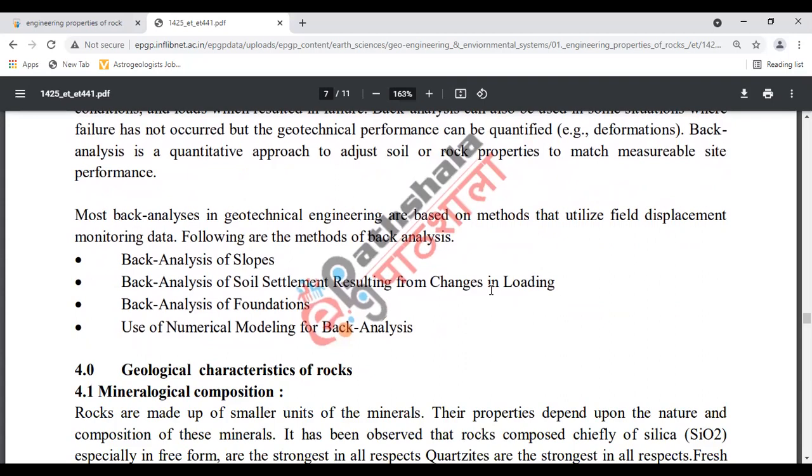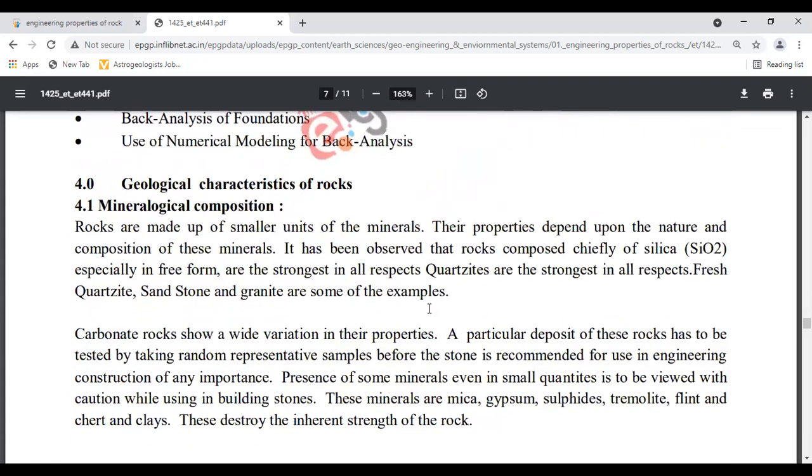Following are the methods of back analysis. Back analysis of slope, back analysis of soil settlement resulting from changes in loading, back analysis of foundations, use of numerical modeling for back analysis. Here, geological characteristics of rocks.